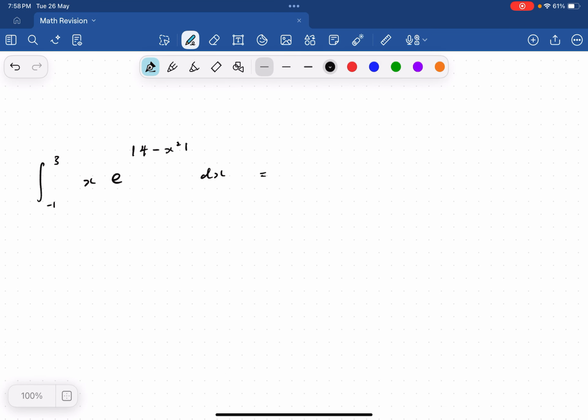But basically, if you plot this using your GC, you just input this entire thing into your GC, and you will see that the place where this curve touches the x-axis is where x equals 2. So what do I need to do? I need to split this up, right? Because from 2 to minus 1, this is just going to be x e^(4 minus x squared).